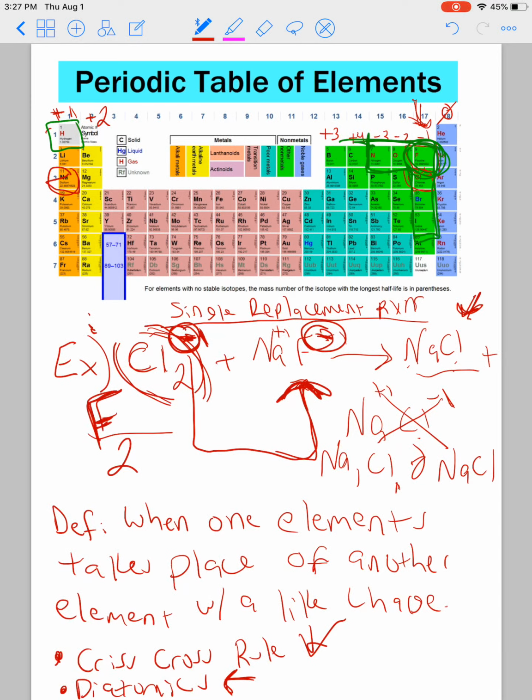Now that we have recalled the definition, did our crisscross rules, and checked our diatomics, we have now officially determined the products for a single replacement reaction. Now that you have learned the process, you should be able to apply this to question 1 to get the correct answer.